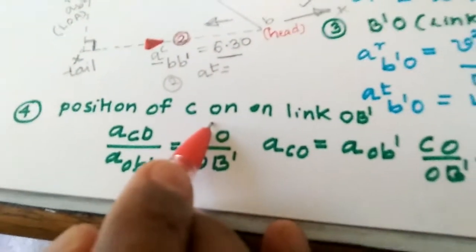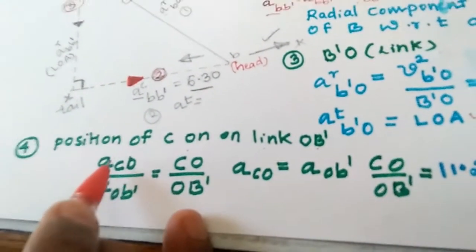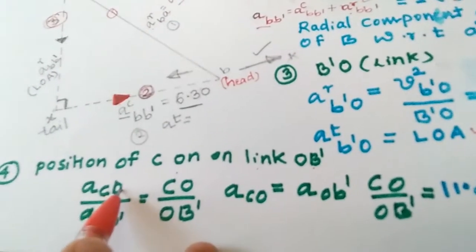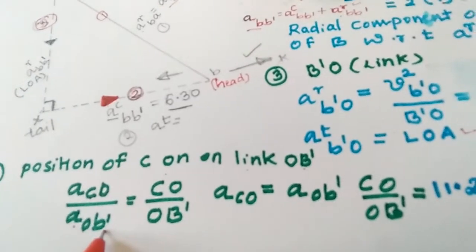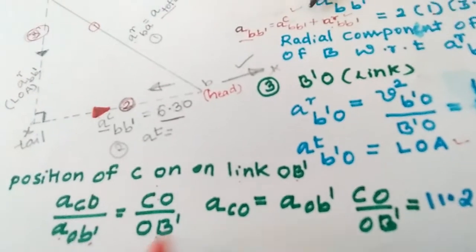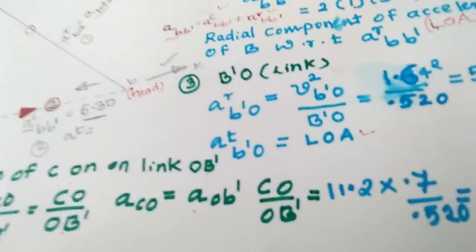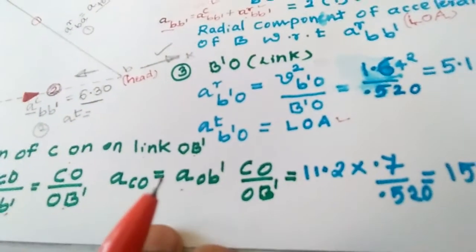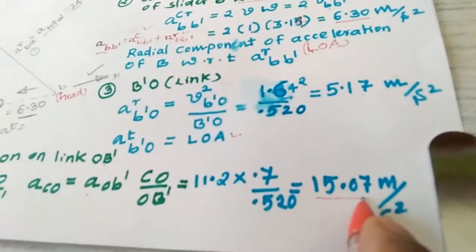You have to find the position of C on link OB. For that you have to use the ratio method. Acceleration of C with respect to O, that is a o b dash. You get it from the figure by taking a measurement. This is CO divided by OB dash. OB dash is there in the figure; you measure it and you will get it as 12.7 divided by the length, which comes as 15.07.